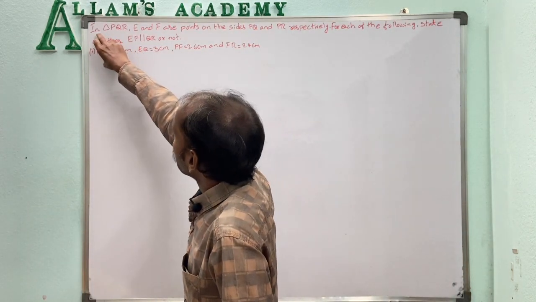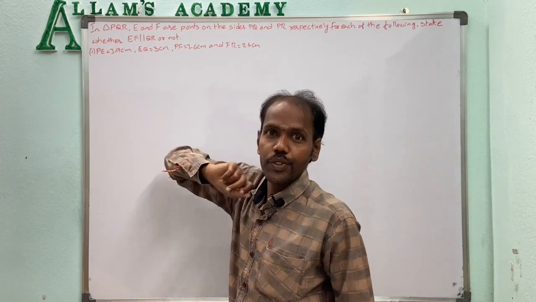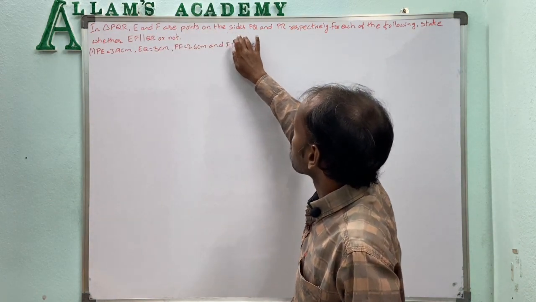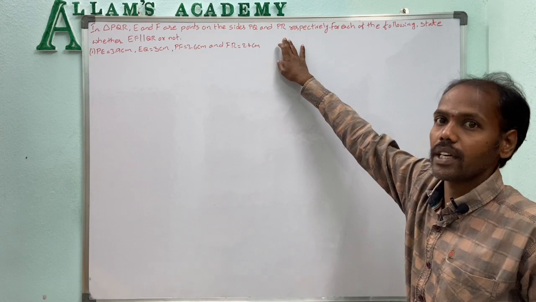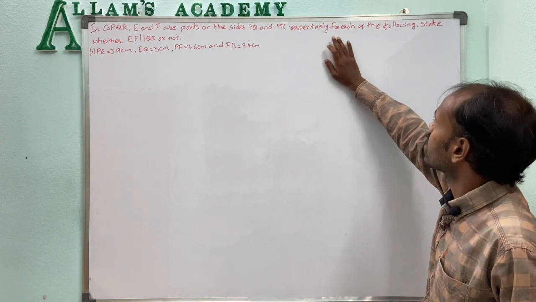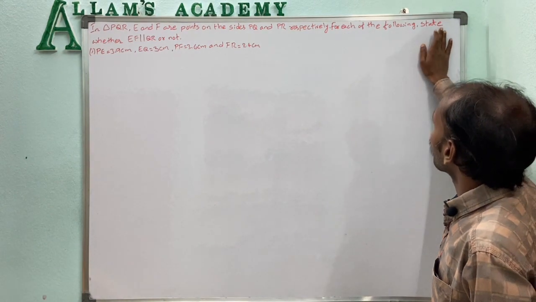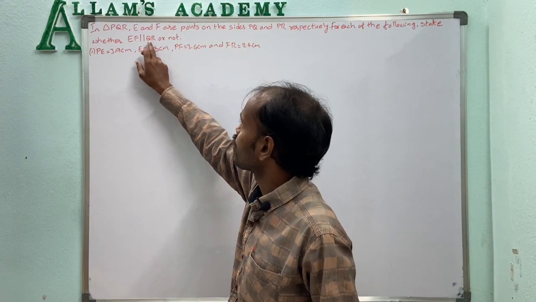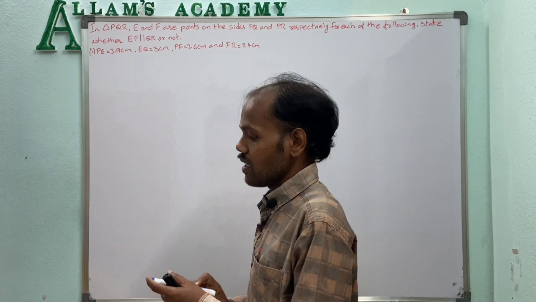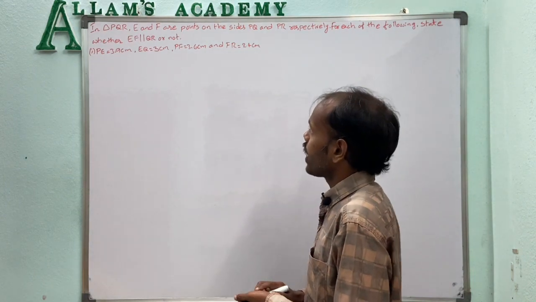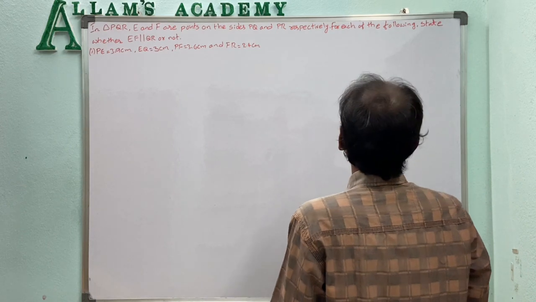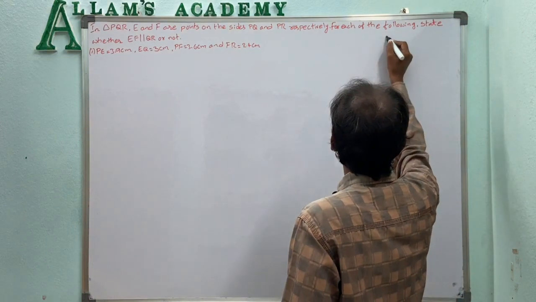Given a problem: in triangle PQR, E and F are points on the sides PQ and PR respectively. For each of the following, state whether EF is parallel to QR or not. That is given. So if we observe the diagram, the triangle PQR.